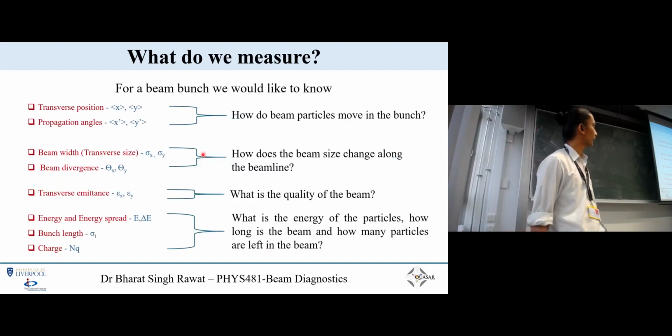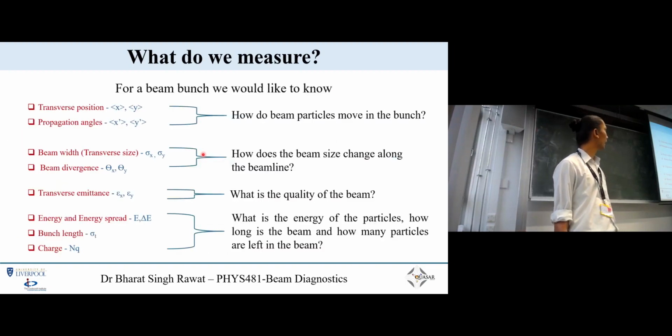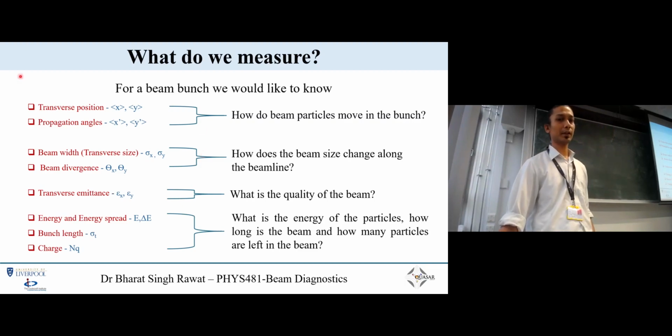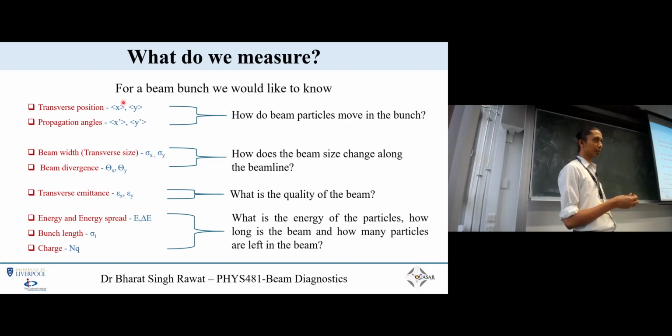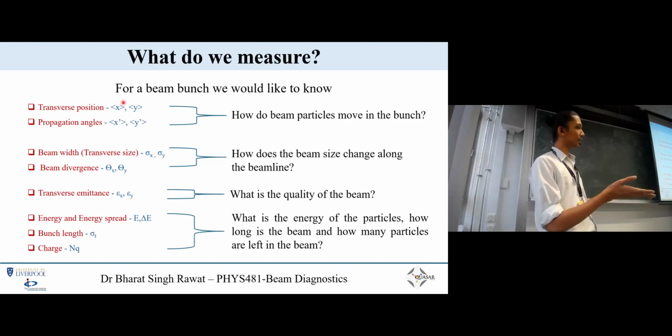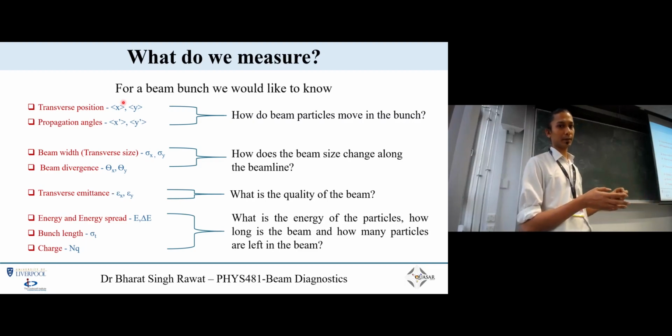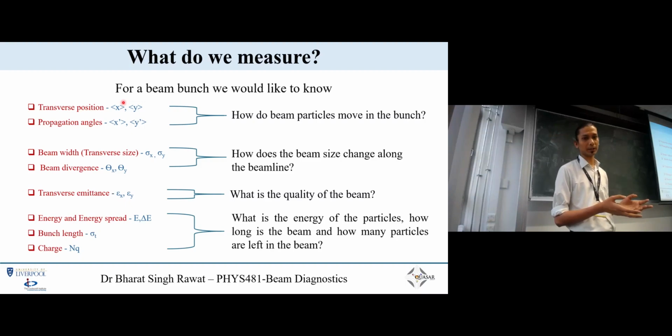And these are all the other beam properties that we measure. First is the transverse position of particles in that bunch, x and y, and then its propagation angle, x dash, y dash. Since it's a bunch, not every particle will be at the same location. It will be distributed in a certain function, let's say a Gaussian function. So its angle with respect to its motion axis will be different. If we know the average propagation angle of that particular bunch, we can define its quality.